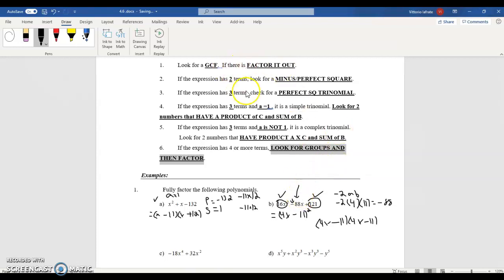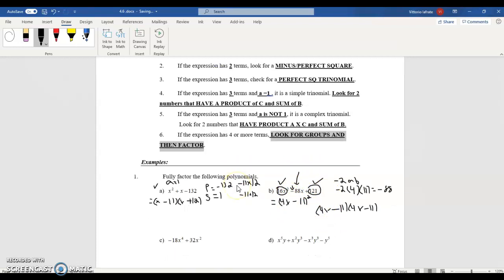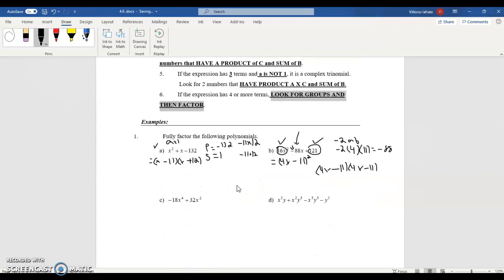So I did check first to see if there was a greatest common factor. I didn't see that, so I saw there were 3 terms, not 2 terms, so number 2 didn't apply. And since there were 3 terms, perfect square trinomial criteria were met, I was able to use this trick and solve it much more efficiently than I would have otherwise. Let's go to question C.